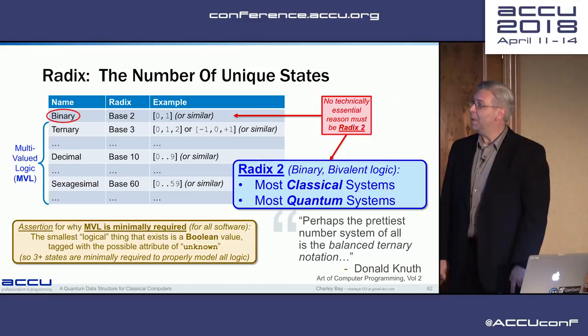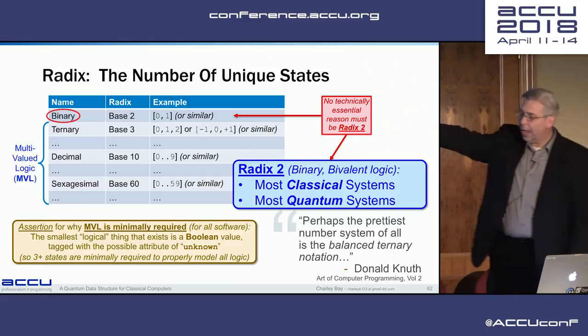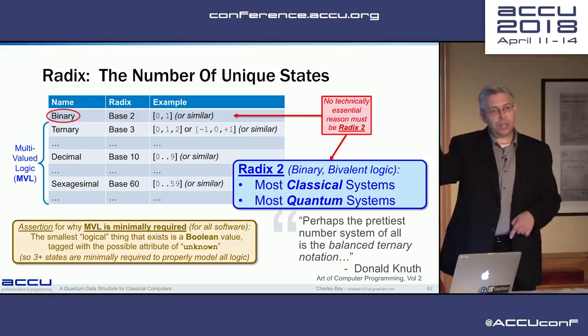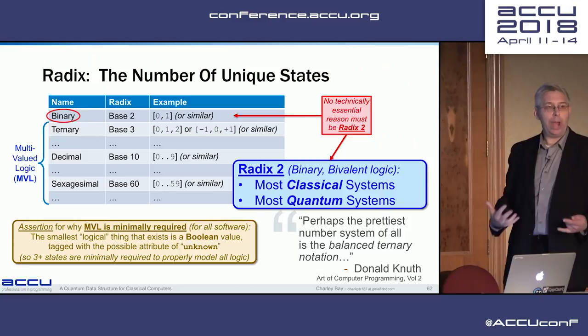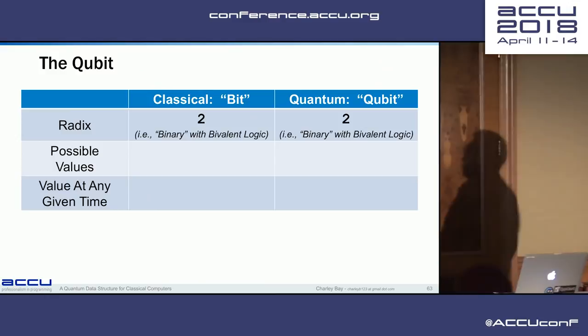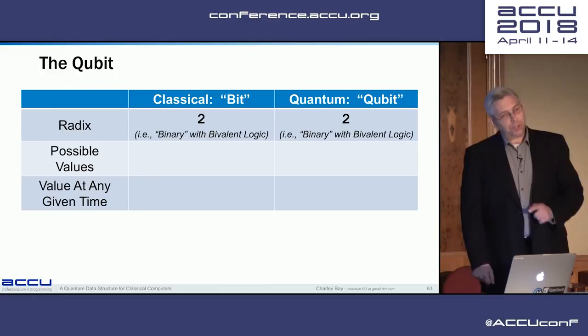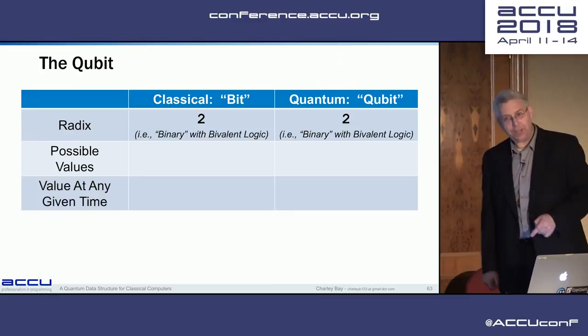Base 2 is a specialized subset of multivalued logic, and that's under the assertion, and we're not going to go into it today, that the smallest thing in the universe that exists is a bit, a true or false value, applied with the attribute of unknown. Once you do that, you have three states. That's minimally required to express algorithms properly. But we're radix 2. So the qubit. We talk about the qubit, talk about the bit. The classical bit is radix 2. Most of the quantum computers are sitting on qubits, radix 2.